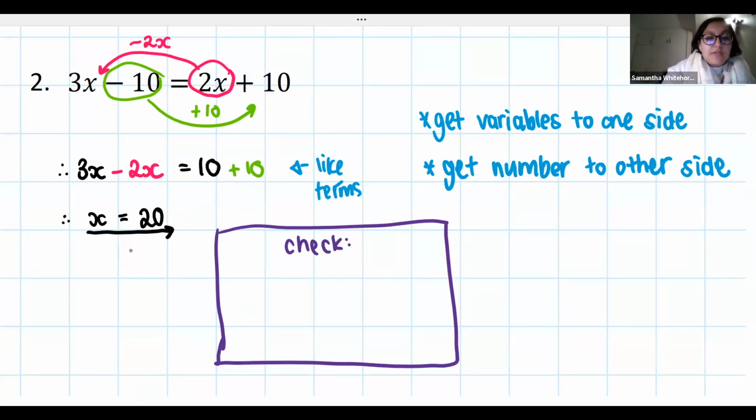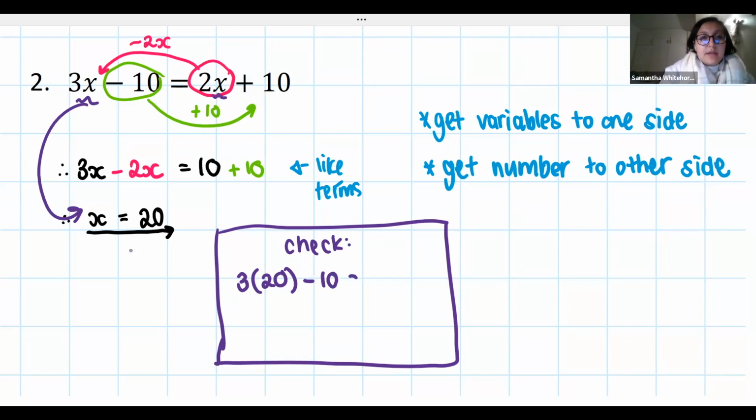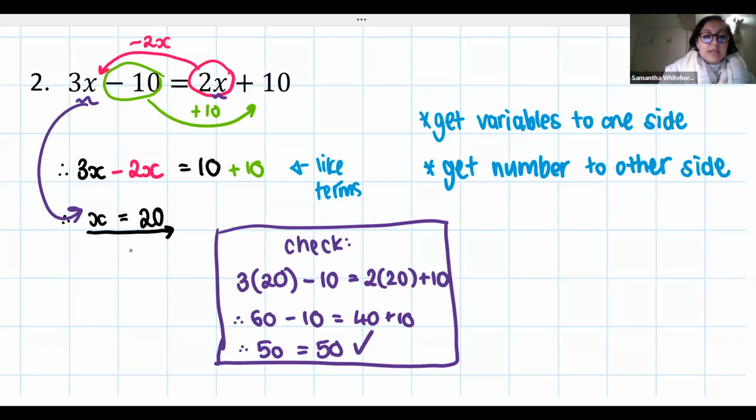So if I substitute, I would have 3 times 20, because it was x, so I replace all x's with 20, minus 10 is equal to 2 times 20 plus 10. So we know 3 times 20 is 60 minus 10. And on the right, 2 times 20 is 40 plus 10. 60 minus 10 we know is 50. 40 plus 10 we know is 50. Because the left is equal to the right, I know that I have correctly worked out my x value.